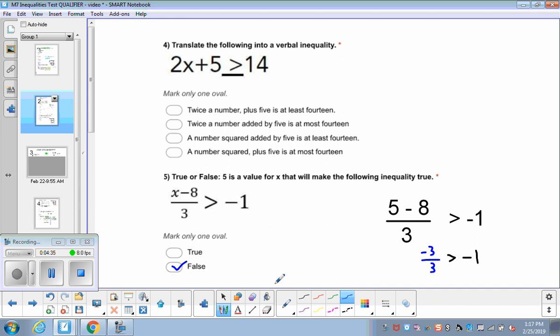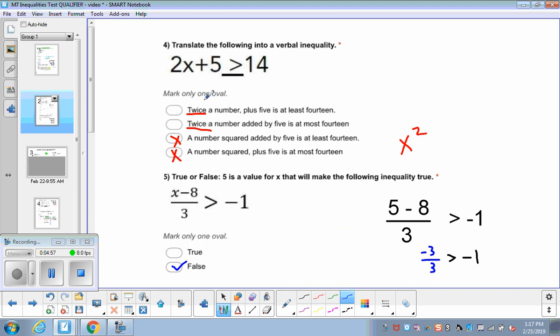Now moving on, still just translating. Again, we're just working on the qualifier, trying to review before you retake. So for this one, twice the number is definitely what we're looking for with the times 2. A number squared, just so you guys know, would have an exponent, so it can't be either one of these two. Nope, nope. All right?